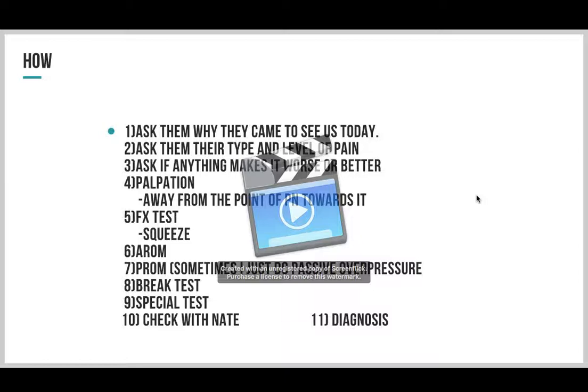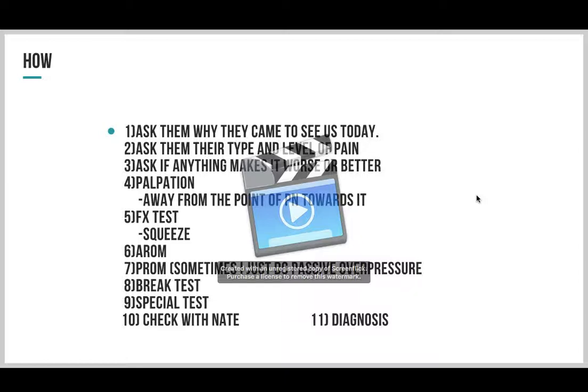The fifth step, I do fracture test. I use the squeeze test most of the time. I don't generally do bump. Step 6 is active range of motion. Step 7 is passive range of motion. Sometimes I just do passive overpressure. Actually, that's most of the time, if I'm being honest.